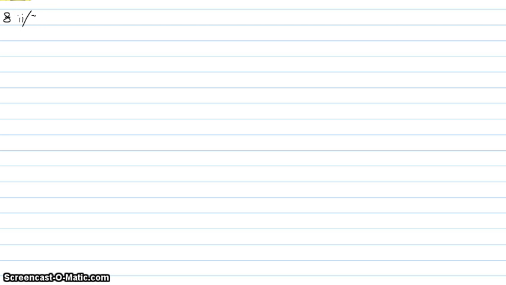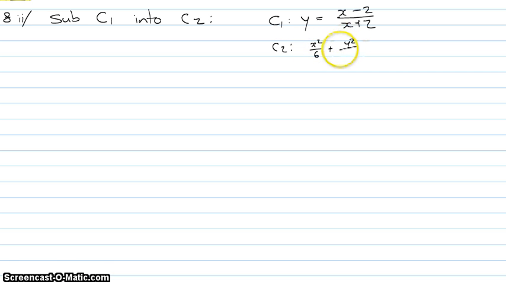So the next part, part 2, asks us to show that any x coordinate of the point of intersection of C1 and C2 must satisfy some given equation. To do this, we're going to substitute the equation for C1 into C2, so we can find the equation which the x coordinates need to satisfy. If you recall, C1 is the graph of y equals x minus 2 over x plus 2. C2 is the graph of x squared over 6 plus y squared over 3 equals 1.